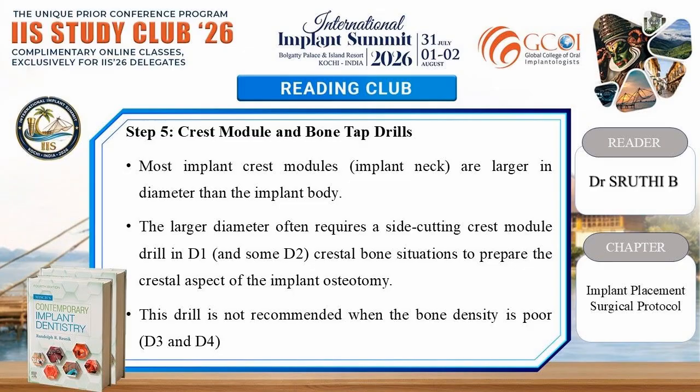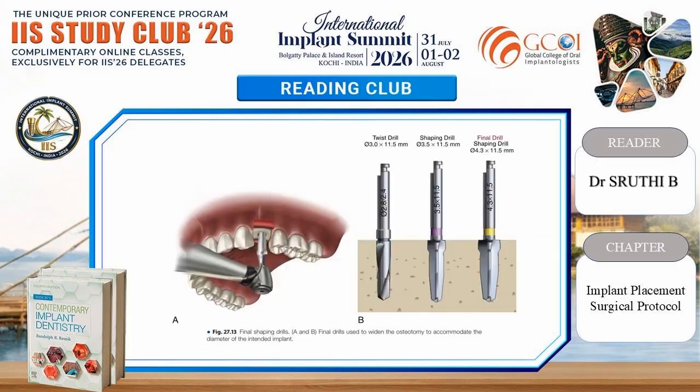Step 5. Crest module and bone tap drills. Most implant crest modules, that is the implant neck, are larger in diameter than the implant body. The larger diameter often requires a side-cutting crest module drill in D1 and some D2 crestal bone situations to prepare the crestal aspect of the implant osteotomy. This drill is not recommended when the bone density is poor, that is D3 and D4.